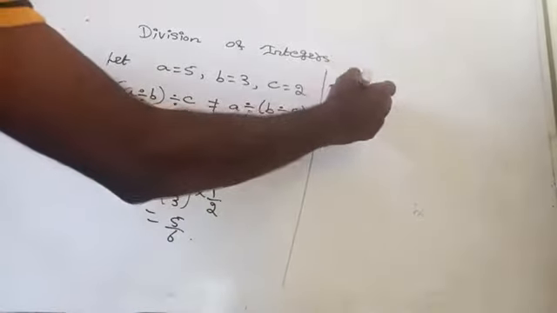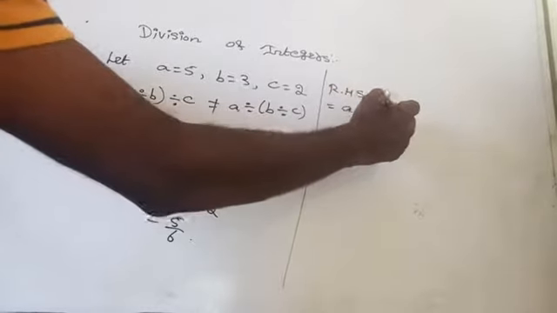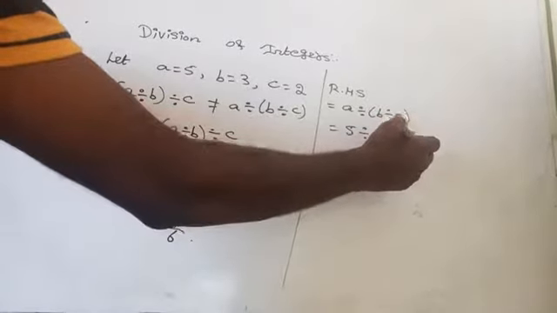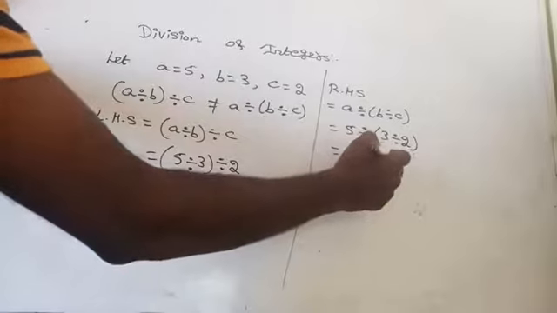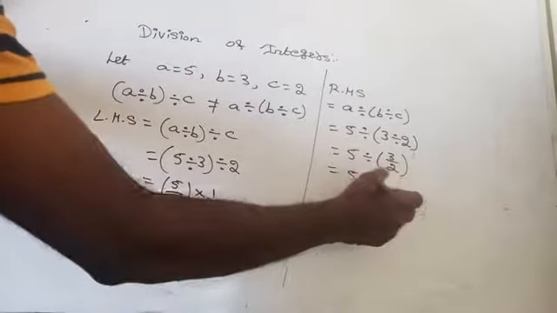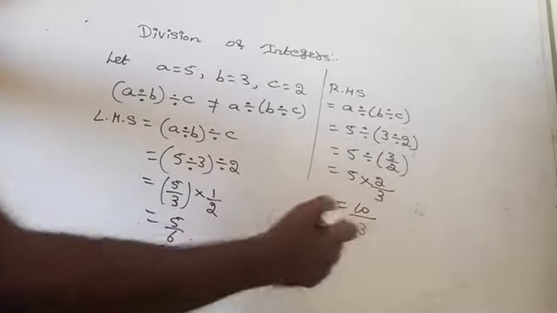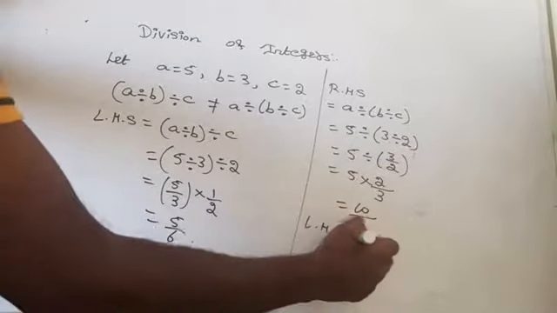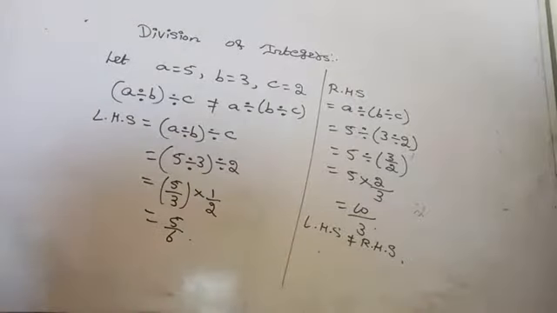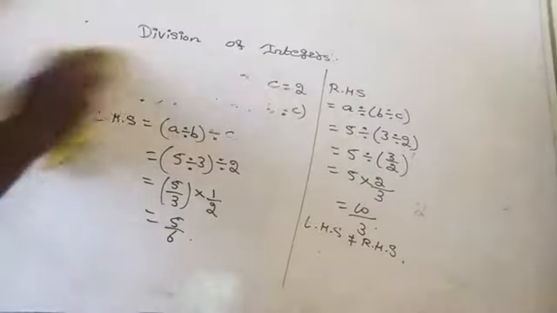Now take the right hand side: a divided by (b divided by c). A is 5 here, b is 3, c is 2. b divided by c is 3 divided by 2, so it is 5 divided by 3 by 2. So 5 into 2 by 3, that is 10 by 3. So left hand side is not equal to right hand side. Therefore associative property is also not satisfied under division of integers. So closed is not satisfied, commutative is not satisfied, associative property is not satisfied.